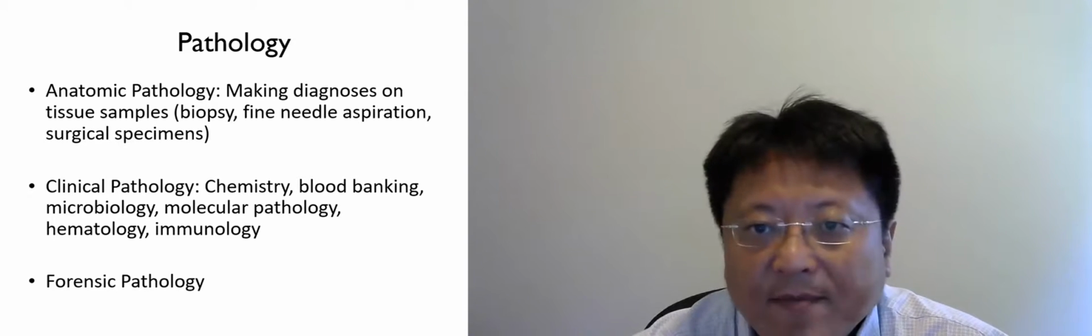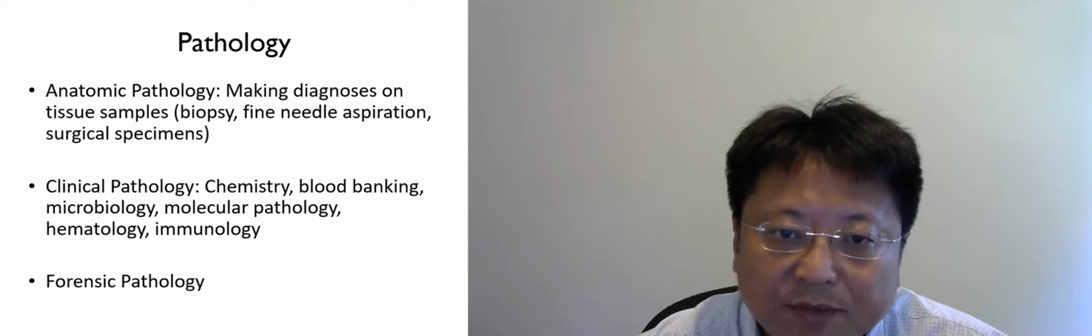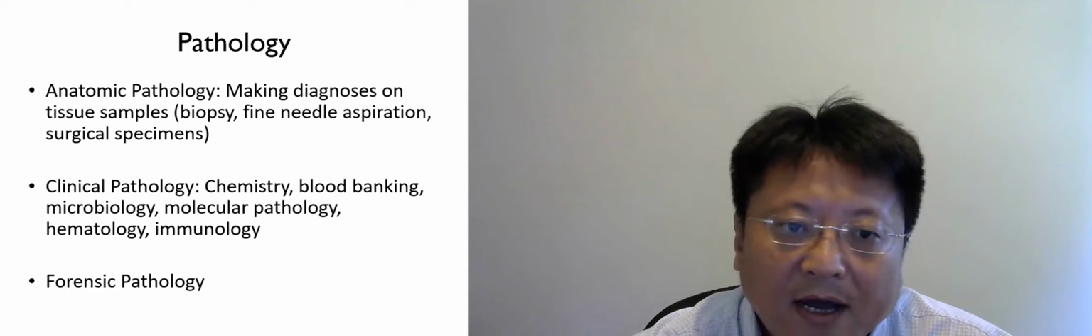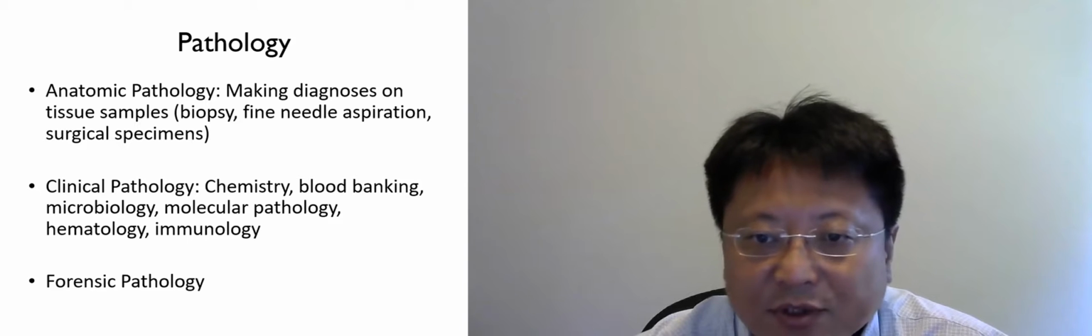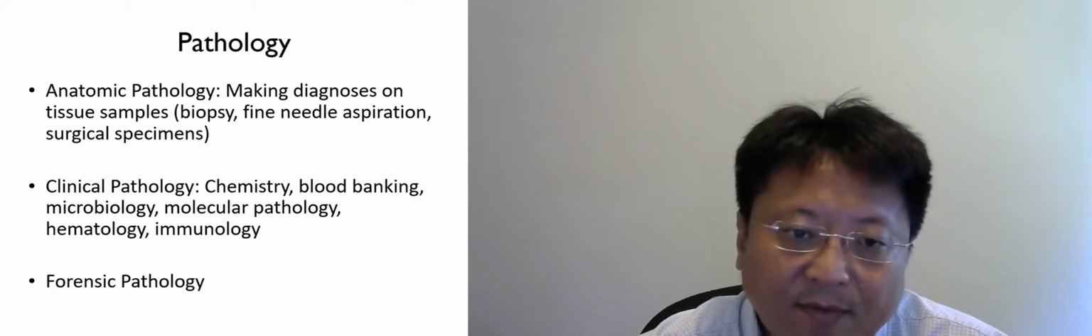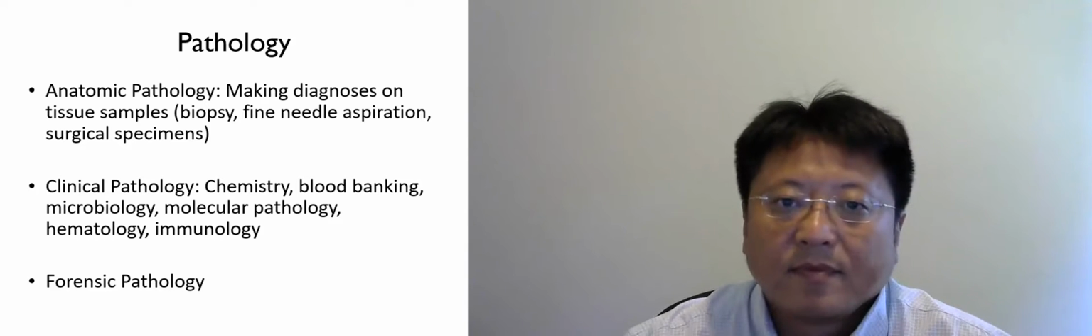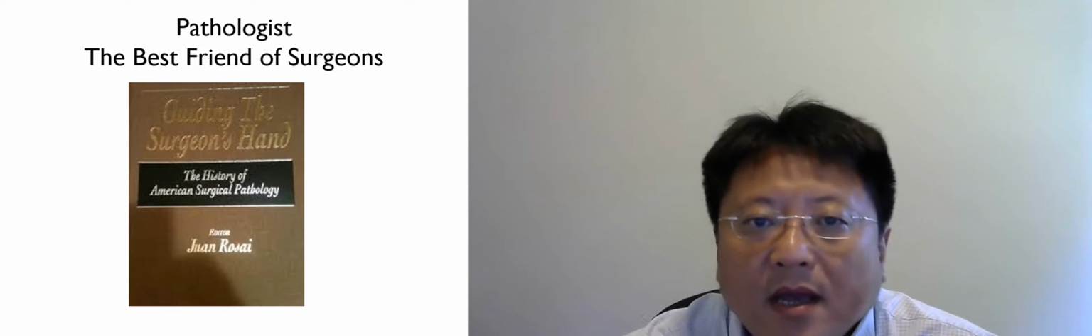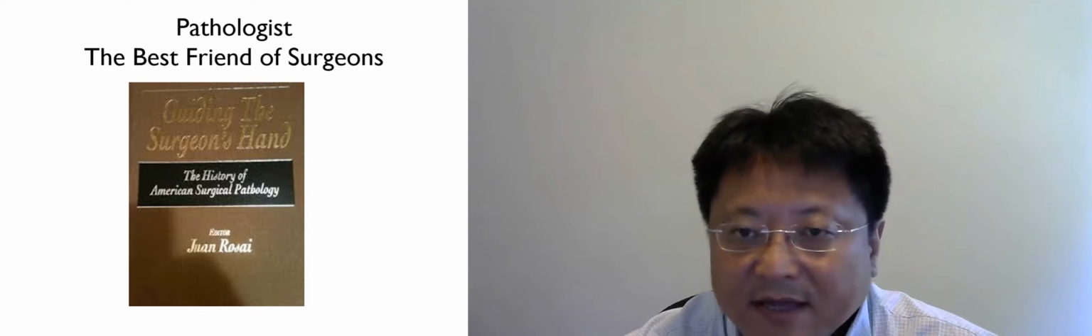Anatomic pathologists make diagnosis on tissue samples that include biopsy, fine needle aspiration, and surgical specimens. Clinical pathologists do all the testing, including chemistry, blood banking, microbiology, molecular pathology, hematology, and immunology, and other specialties. This is a famous book from a giant of anatomic pathology, Dr. Rosai, Guiding the Surgeon's Hand. In the hospital, pathologists, especially anatomic pathologists, are the best friends of surgeons.